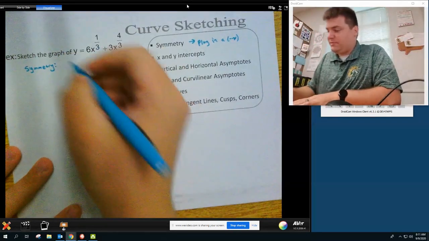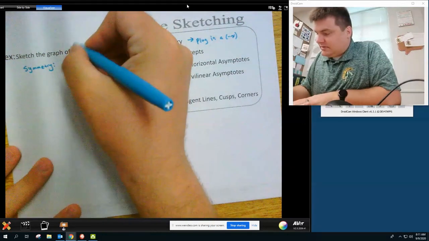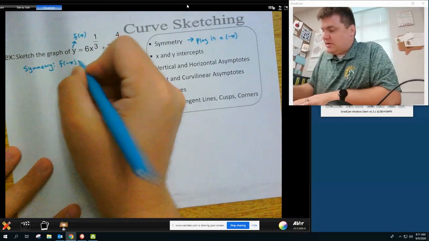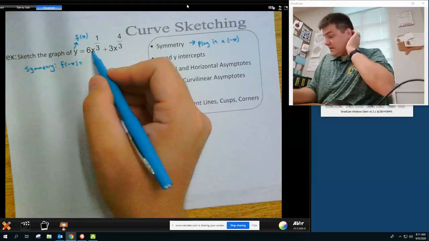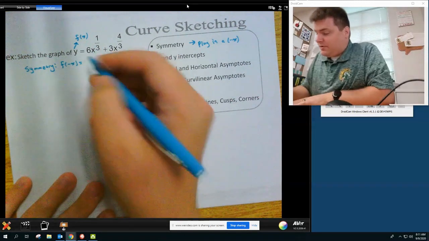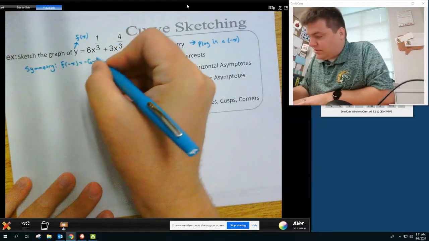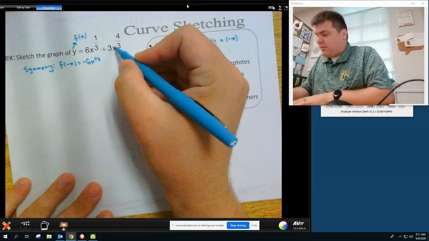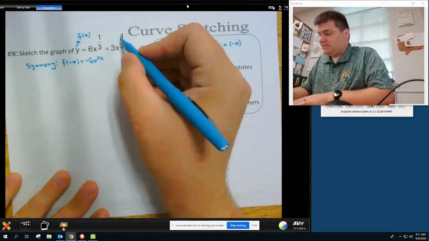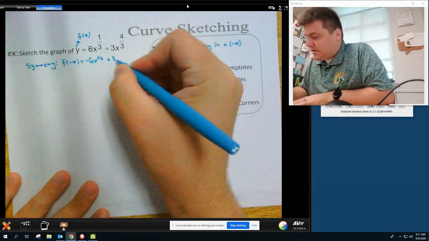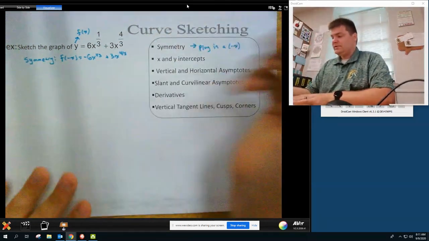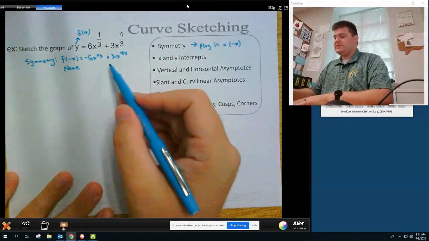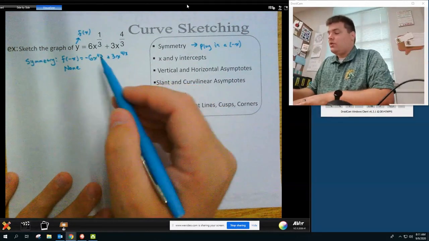So if I do symmetry, I'll call this f of x, just notationally so it's easier. If I plug in a negative x, I'm going to get a 6, and the negative is going to come out, so we get negative 6x to the 1/3. And for this one, the negative is not going to come out because that fourth power is going to make it positive. So I'm going to get plus 3x to the 4/3. So this means that there is no symmetry, because I don't get the exact same function, or the complete opposite.